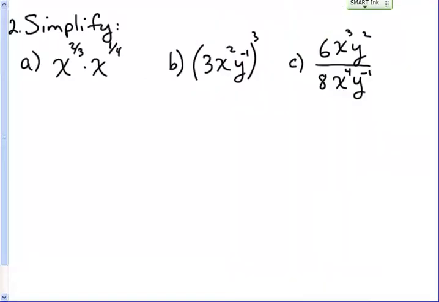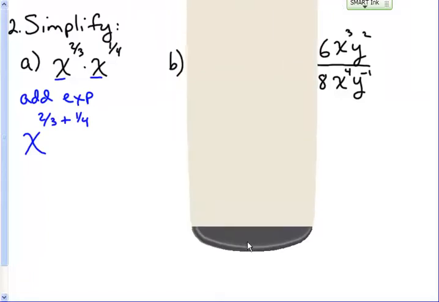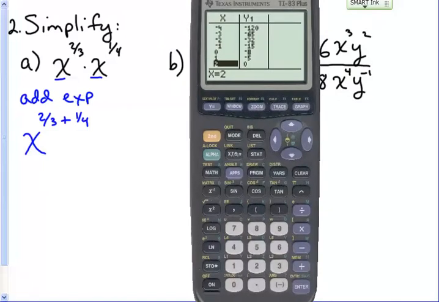Our next problem is using exponent properties to simplify. Now remember, when we have an x base and an x multiplied together, we add the exponents. So our answer here is going to be x to the 2/3 plus 1/4. You could use the graphing calculator if you need to solve that. I would do it using regular math, but let's review the graphing calculator.